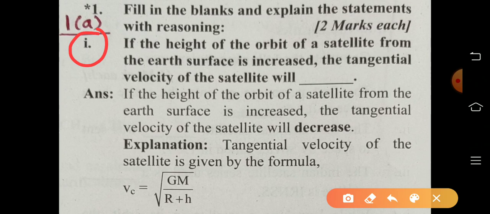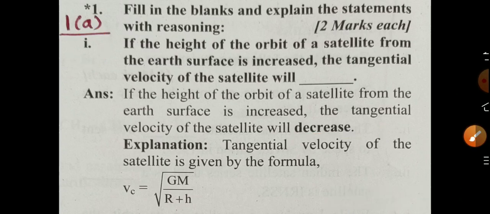If the height of the orbit of a satellite from the Earth's surface is increased, the tangential velocity of the satellite will dash. So what is the answer? If the height of the orbit of a satellite from the Earth's surface is increased, the tangential velocity of the satellite will be decreased. So our answer is decrease. Now see the explanation.